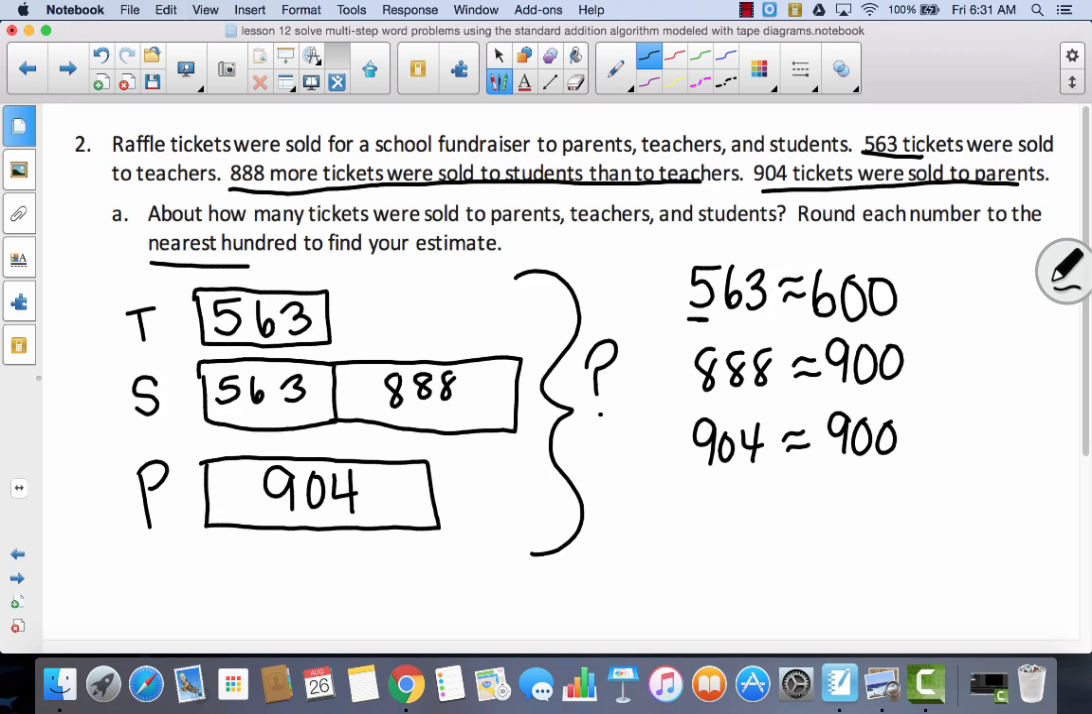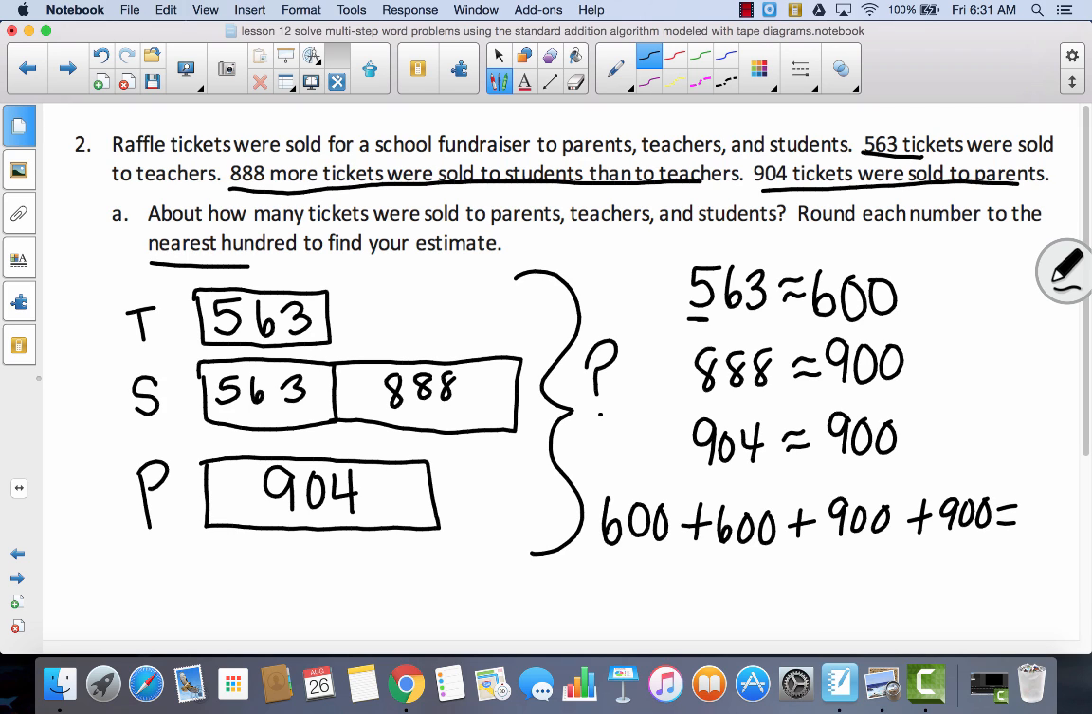Okay, now I'm ready to find the total. Now I have to be careful here because notice I have two 563s. So some kids forget and they just add these 3 numbers, but there's actually 4 numbers. So I have to add 600 twice plus 900, which is what I rounded 888 to, plus another 900.